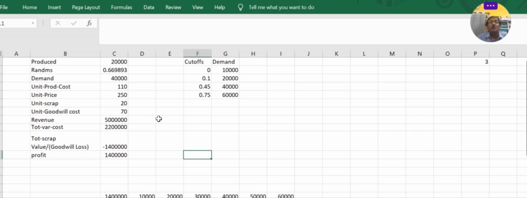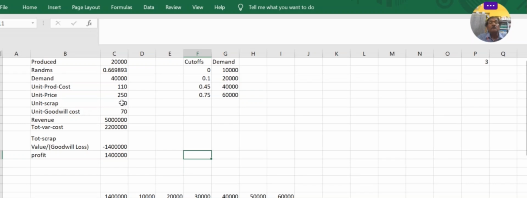The data in this problem is like this. Suppose the sale value per unit of the dairy is ₹250. Unit price means sale value. Cost price of the dairy for production of 1 unit of dairy is ₹110.